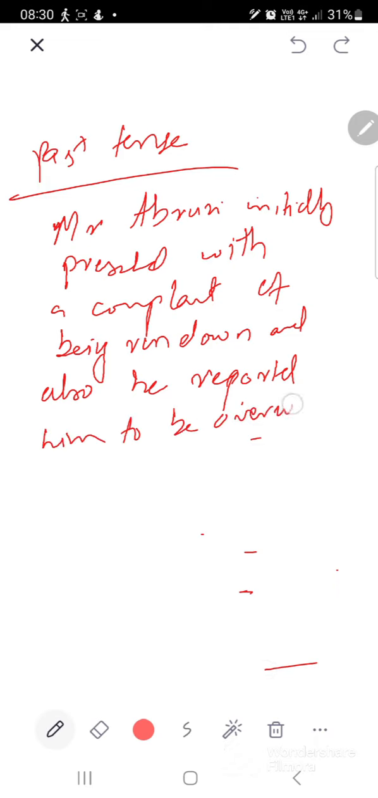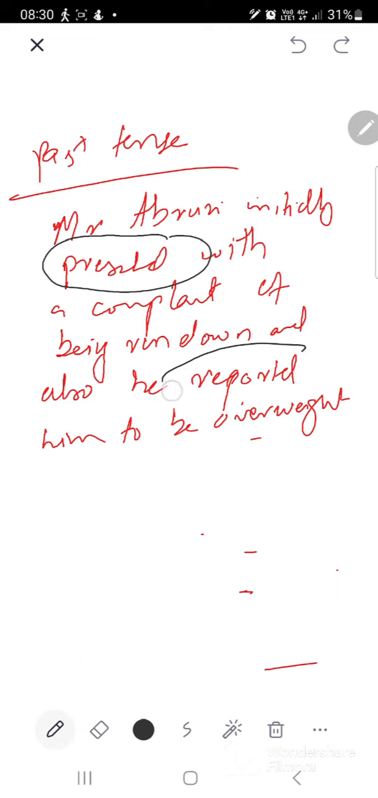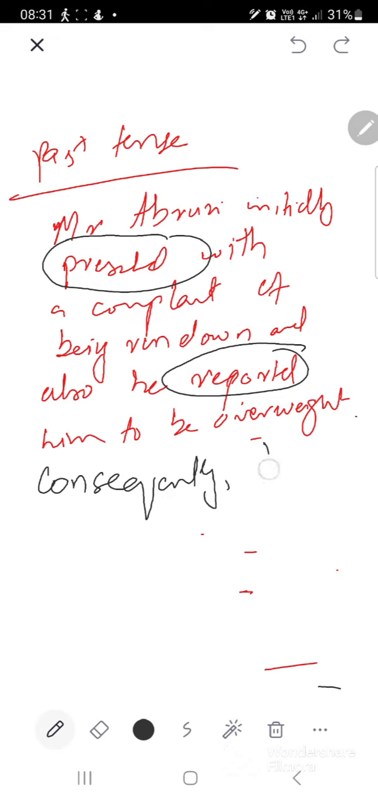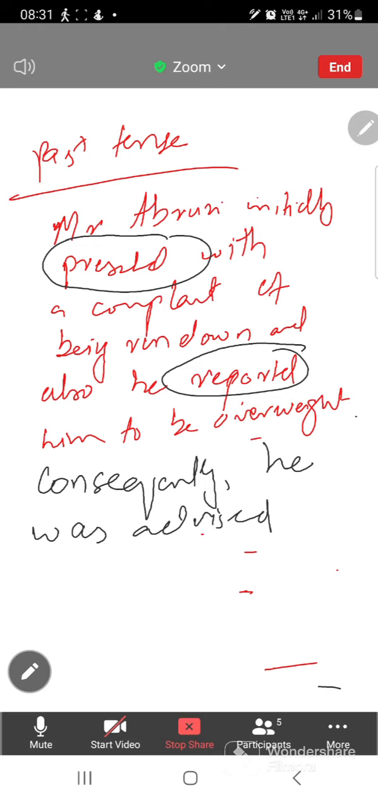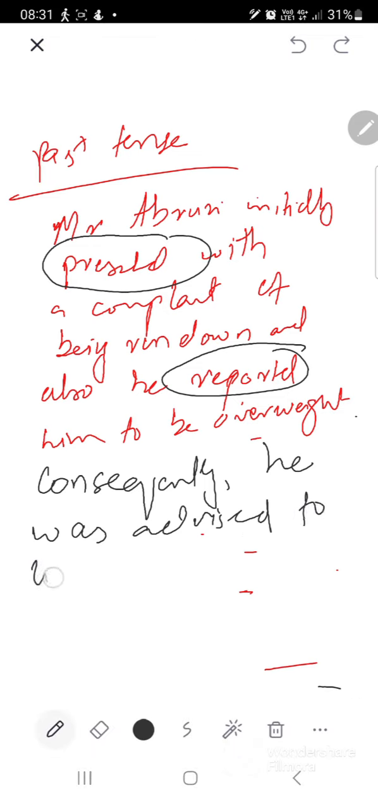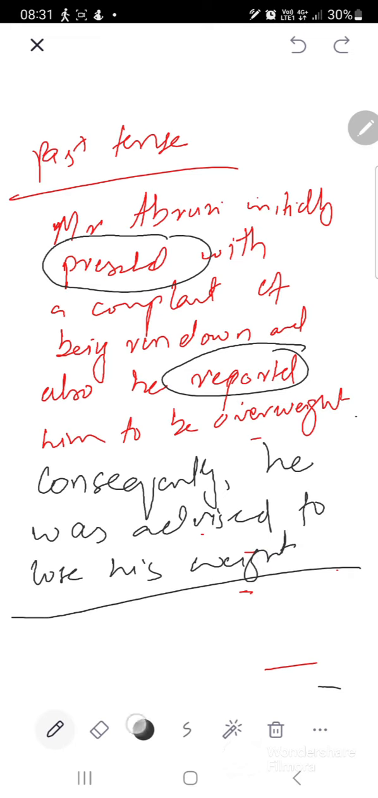So let's say this is the presenting complaint after introduction. We are just focusing majorly on the grammar part. So presented, reported, past simple tense, right? Then the cohesive devices could be used. Let's say consequently, he was advised to lose his weight. So within the past tense, you can see that I'm using two tenses. He was advised. Again, past simple.